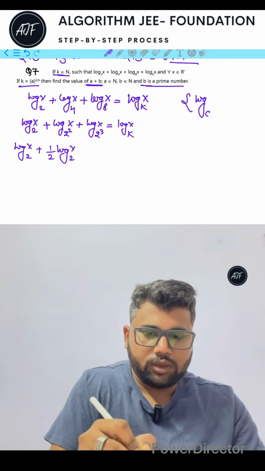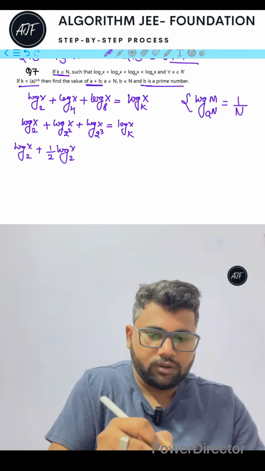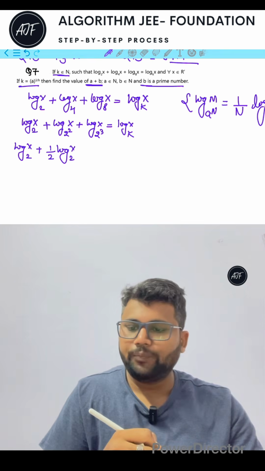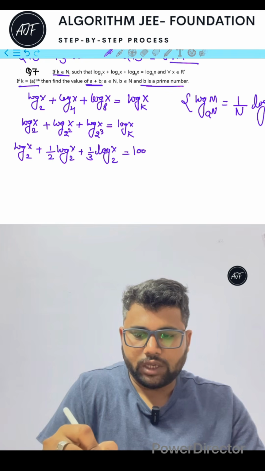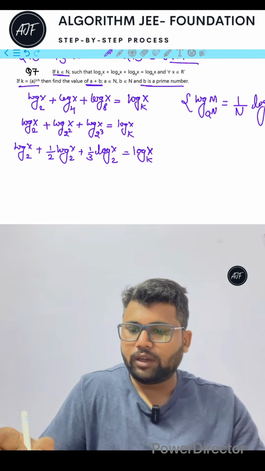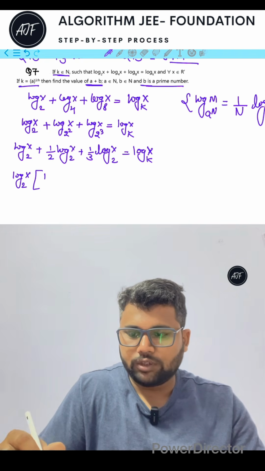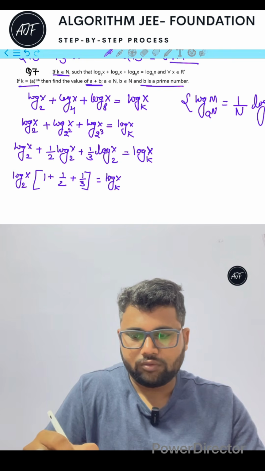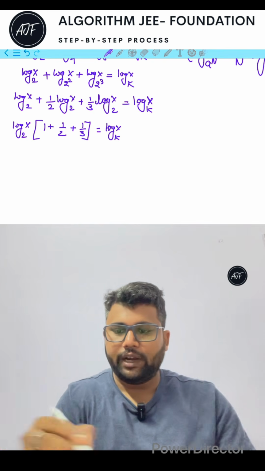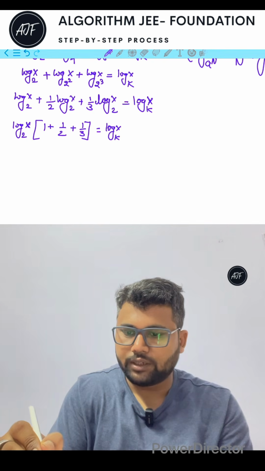Now see that for log m base l power n, it is 1 upon n log m base l. Same, 1 by 3 log x base 2 is equal to log x base k. After that, log x is common and base 2 is common, so remaining is 1 by 2 and 1 by 3 only. Correct. After that, see, if you add them.